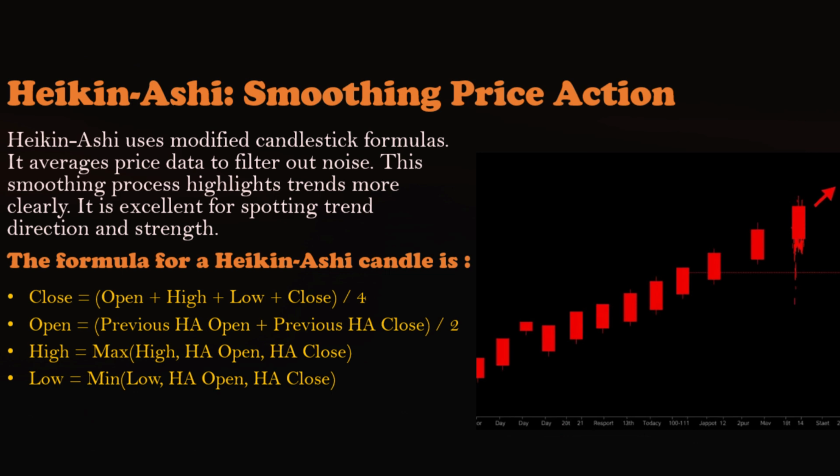The formula for a Heikin Ashi candle is: close equals open plus high plus low plus close, divided by 4. Open equals previous HA open plus previous HA close, divided by 2. High equals max of high, HA open, HA close. Low equals min of low, HA open, HA close.